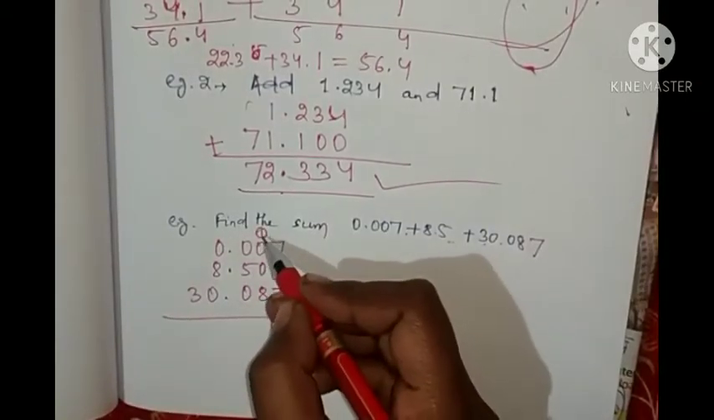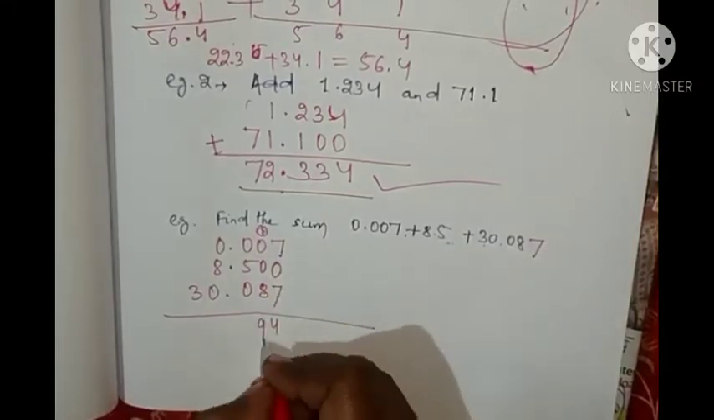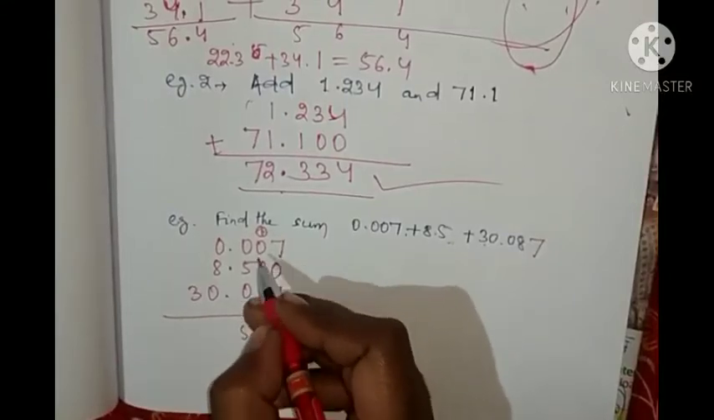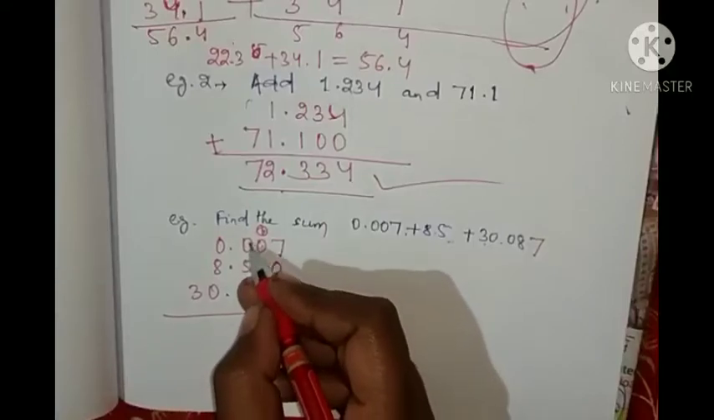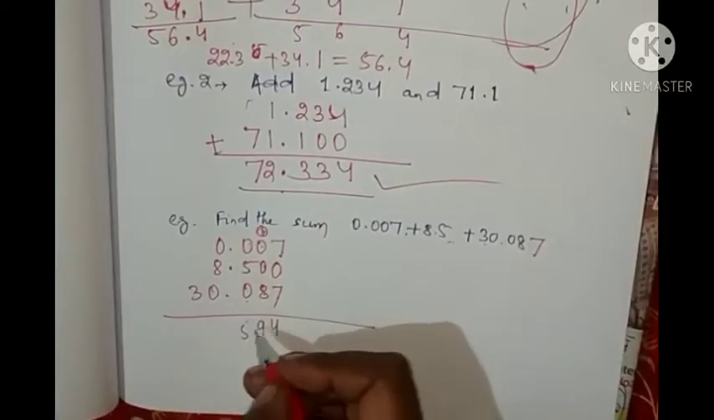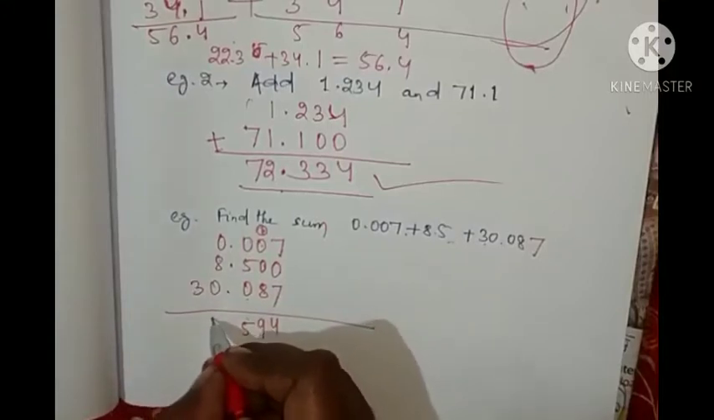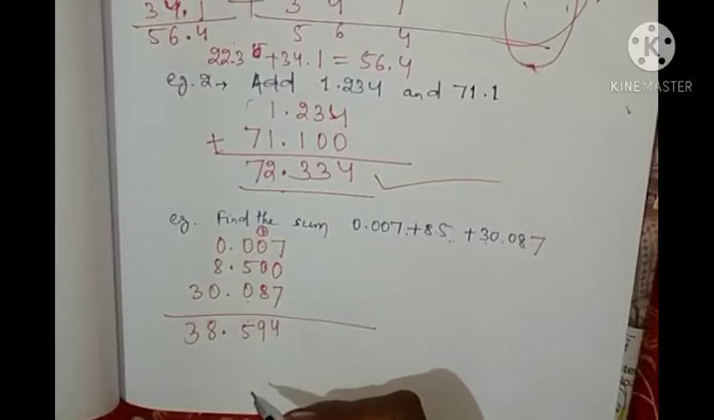So keep 1 here. 1 plus 8 is 9. Then 8 plus 0, 8 plus 1, 9. Then 0 plus 5 is 5 plus 0, 5. Then 8 plus 0 is 8. Then 3. Put the decimal in the line.